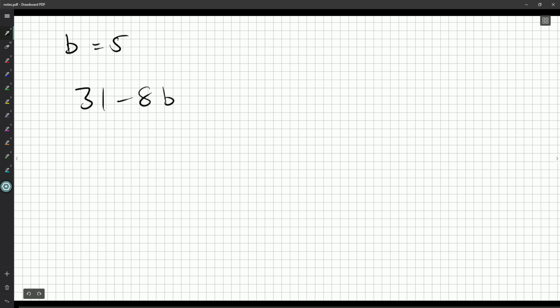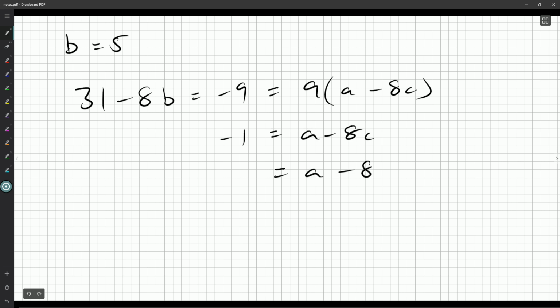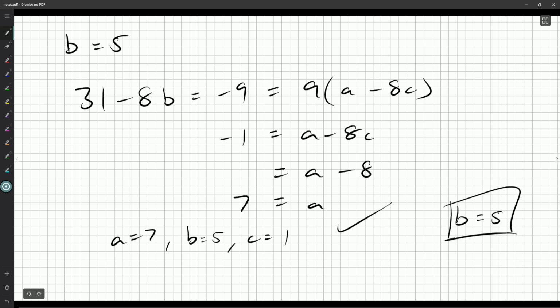31 minus 8B is negative 9. Can I make that 9 times A minus C? So then we'd have A minus 8C needs to be negative 1. I don't know, let's let C be 1, and bring it over to the other side. A could be 7. So let A be 7, B be 5, and C be 1, and that works fine. So B equals 5 is the smallest possible value.